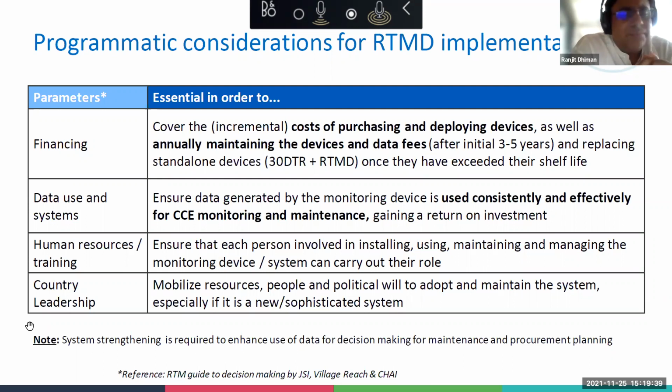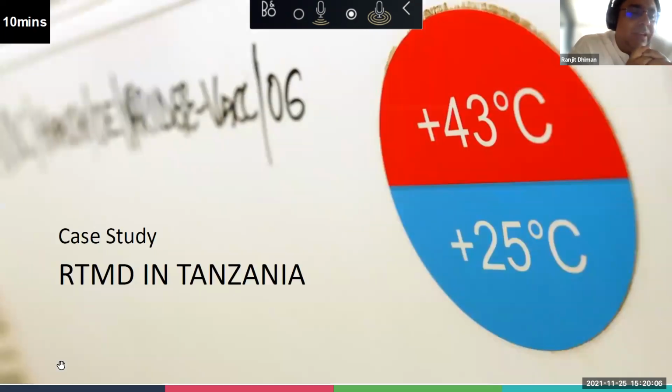Not only from the programmatic side, but also from the data side, who's going to manage the data, etc. And then, of course, the big picture is leadership. Resource mobilization, ensuring this is one of the key priorities within the maintenance plan to consistently fund RTMDs, and of course there's political will to adopt RTMD for this. So having said that, I would invite our colleagues from Tanzania to share their experience using RTMD in the country.